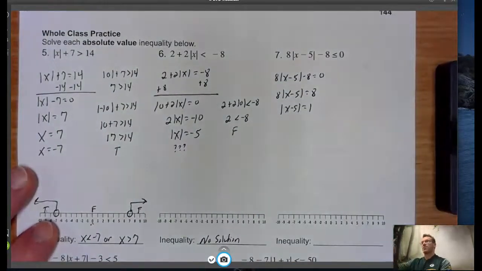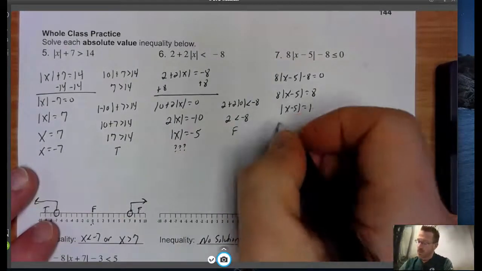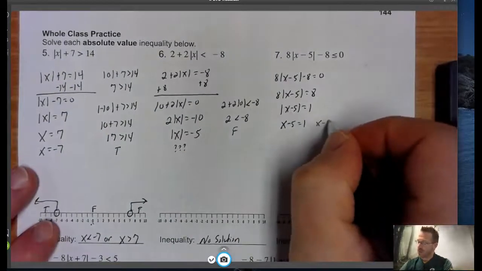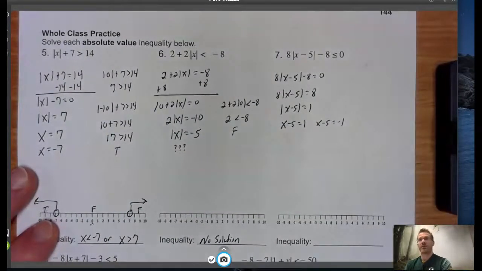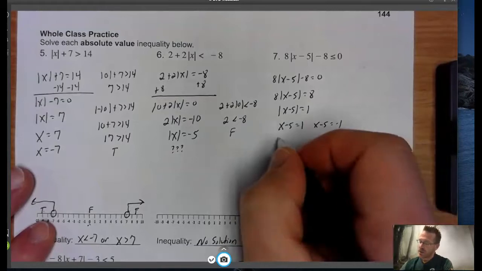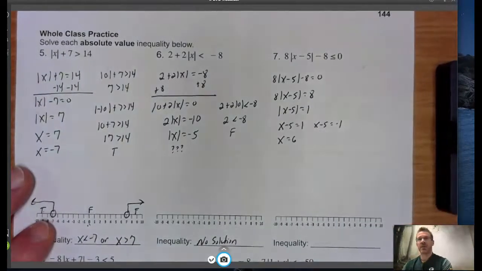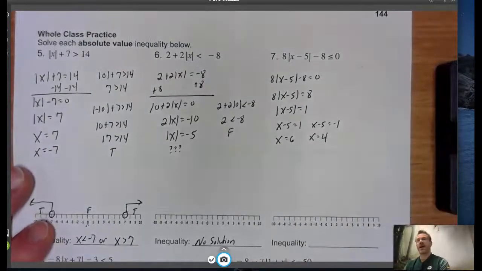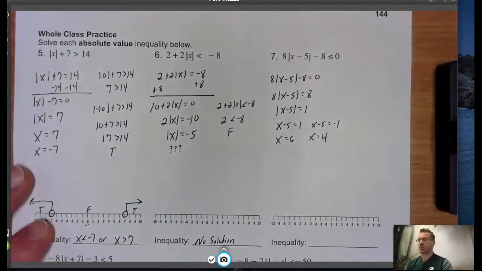Now remember, there are two numbers that have an absolute value of 1. So 1 has an absolute value of 1, and negative 1 has an absolute value of 1, right? And so this would be x equals 6. All right, 6 minus 5 is 1. And then this would be 4. 4 minus 5 is negative 1. So there are two anchors.